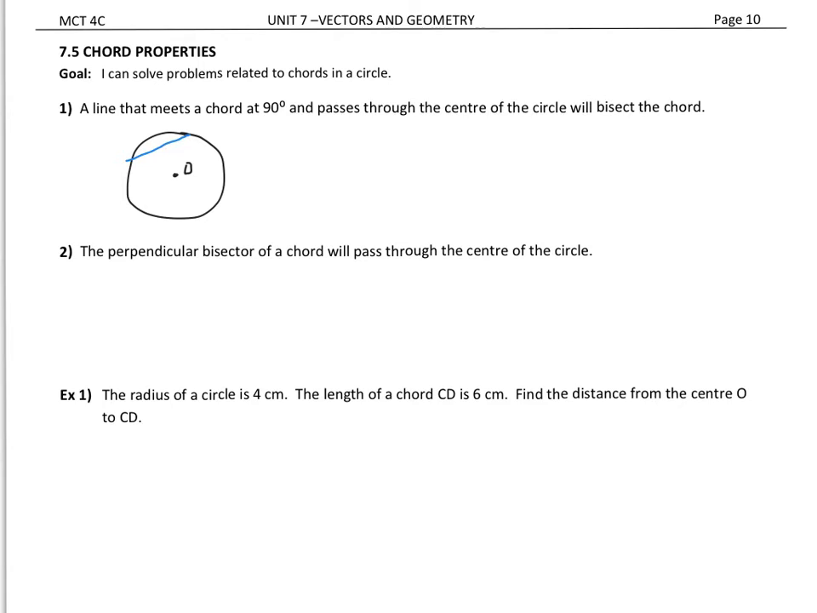So if I draw a line that's perpendicular to the chord, and it's going to pass through that center. So if I have this happening, so perpendicular means it meets at 90 degrees and it passes through the center. If that is true, then that implies that that line is actually going to bisect the chord.